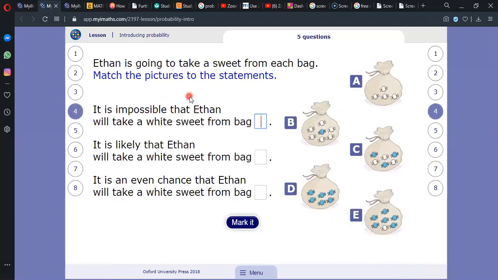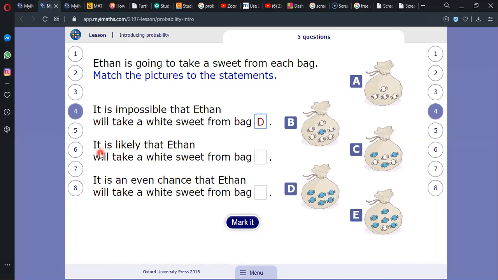Ethan is going to take a sweet from each bag. Match the pictures to the statements. Okay, these are the bags. We have bags A, B, C, D, E, and we can see the sweets inside them. It is impossible that Ethan will take a white sweet from bag what? Is it bag A, B, C, D, or E? Of course, if it is impossible for Ethan to pick a white sweet, it means there is no white sweet in that bag. So I think we are going for bag D. It's because you don't have a white sweet in that bag. That is why it is impossible for Ethan to pick a white sweet.